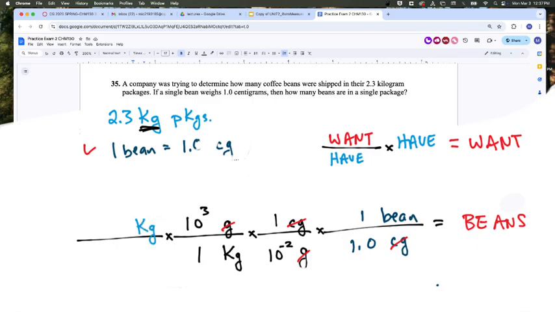I need kilograms to cancel, so I go back to my given information. Do I have just the kilograms? Yes. I'm told I have 2.3 kilograms. The number in the denominator is 1, so it does not change the meaning of the number or the unit. Now I have my calculation set up. It's now just a question of entering it into the calculator.